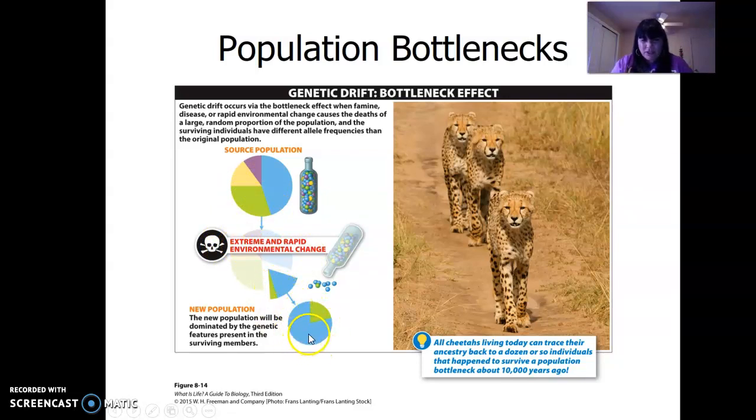And then all that's left is this. And then this is the new population. See how this new population is different than this? The allele frequencies here are way different than here. Blue was maybe 45%. Now blue is almost 80% of the population in green. And the purple and the yellow are gone. So we think this is what happened to cheetahs. And we know this because we can look at their DNA. It says all cheetahs living today can trace their ancestry back to a dozen or so individuals, about 12, that happened to survive a population bottleneck about 10,000 years ago. It says the new population will be dominated by genetic features present in the surviving members. And so that's going to affect the population. All right, we're going to stop here and we'll continue in the next video.